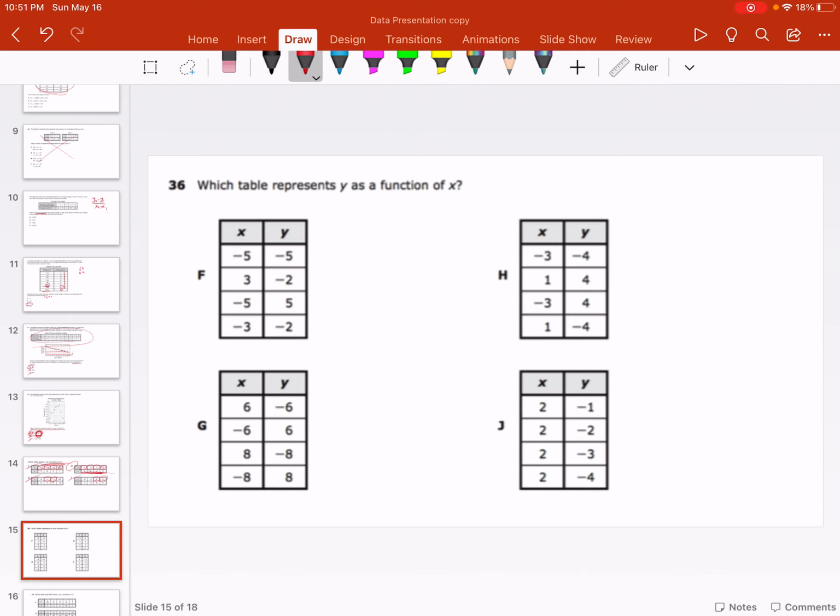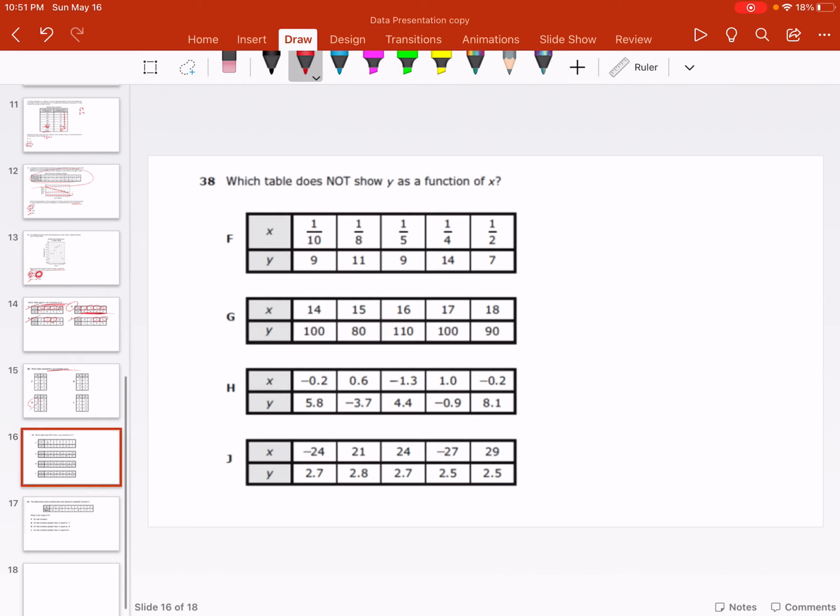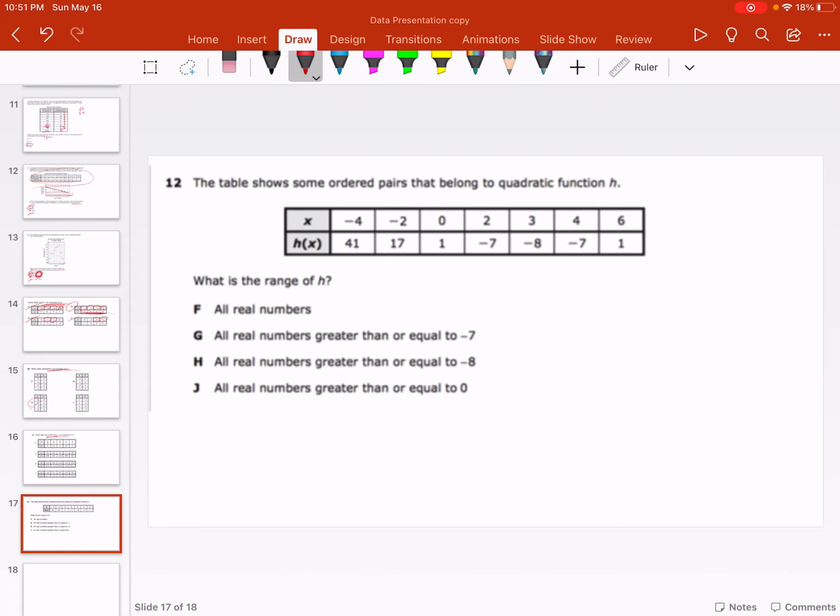15. Find it. It says which one is y as a function of x. So x value cannot be repeated. Which one does not repeat x? Pause the video, figure it out by yourself. It's gonna be G. Same thing. Which one is not a function of x? Which means which one has a repeated x value? Find it by yourself. Here. Oh, you're not gonna see this question, so don't worry about it.